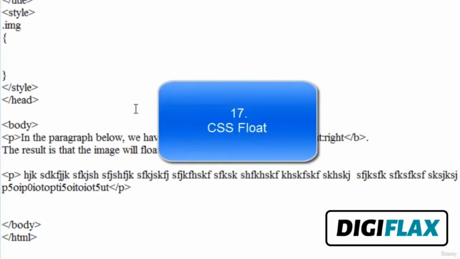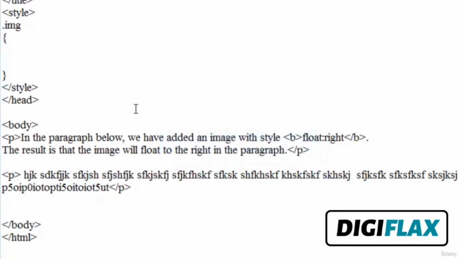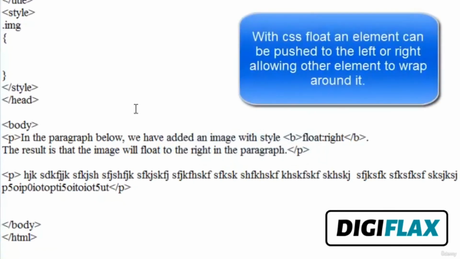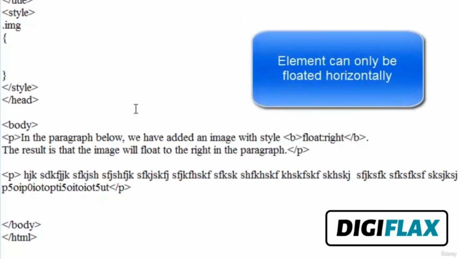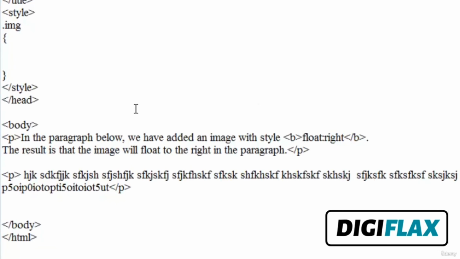Welcome friends. In this video tutorial we will learn about CSS floating. With CSS float, an element can be pushed to the left or right, allowing other elements to wrap around it. Elements are floated horizontally. This means that an element can only be floated left or right, not up or down. The elements after the float element will flow around it. The elements before the floating element will not be affected. So these are the basic terms about floating.